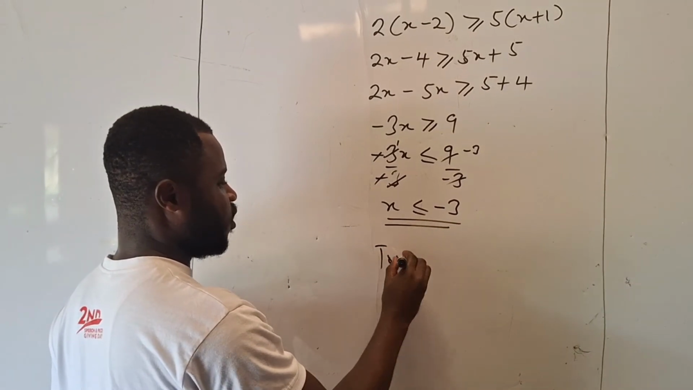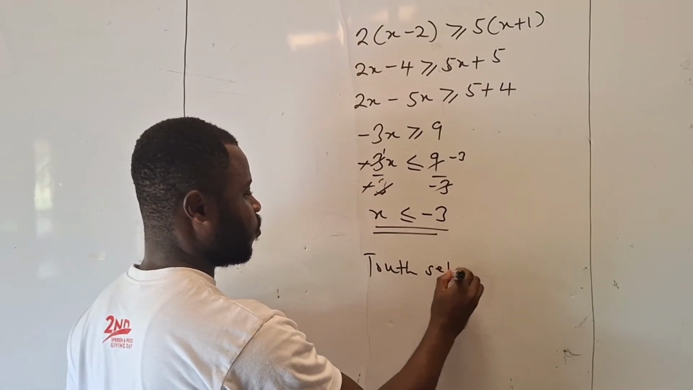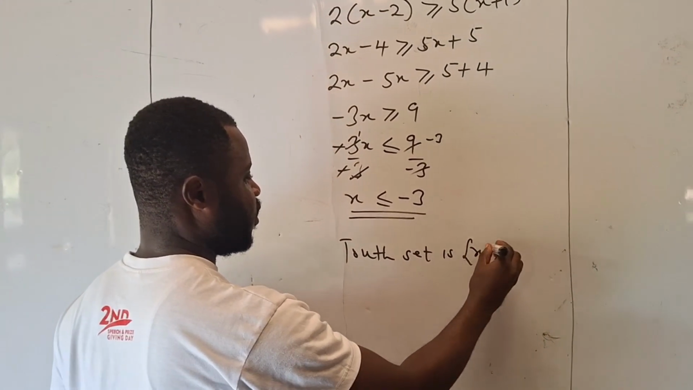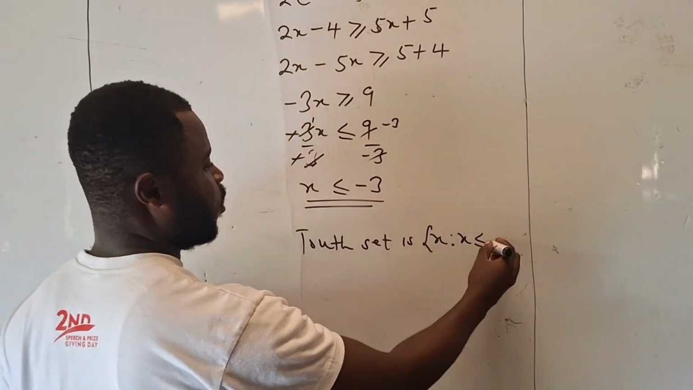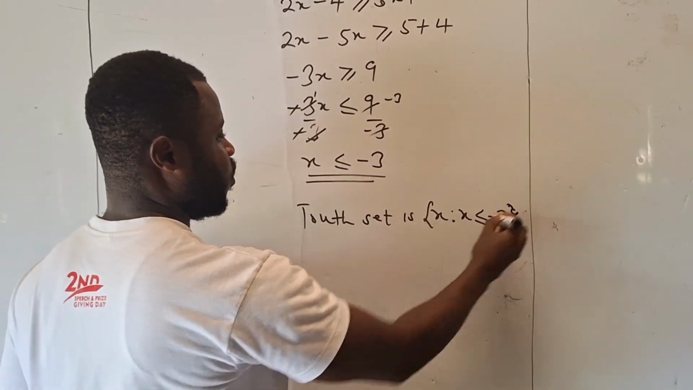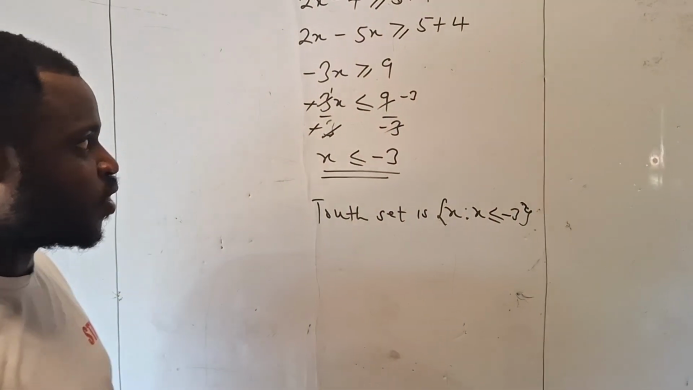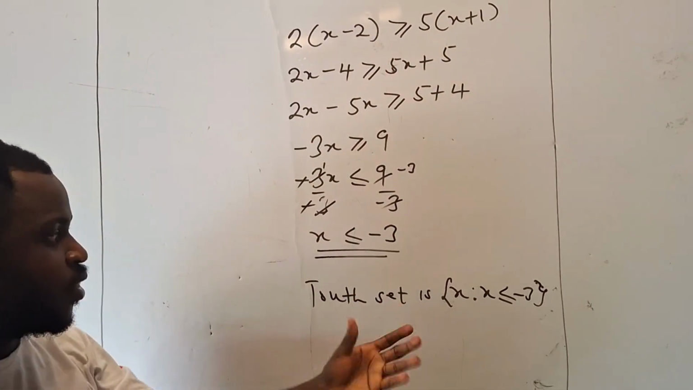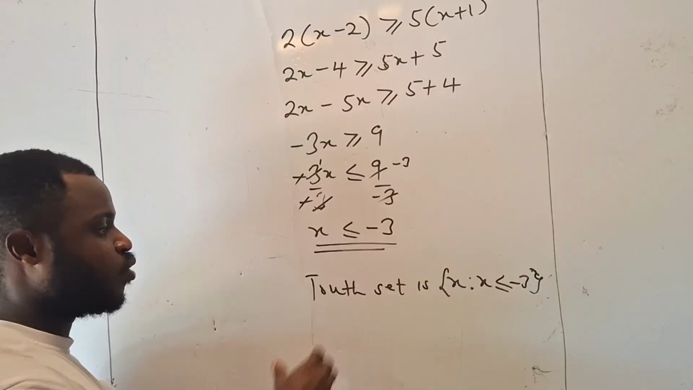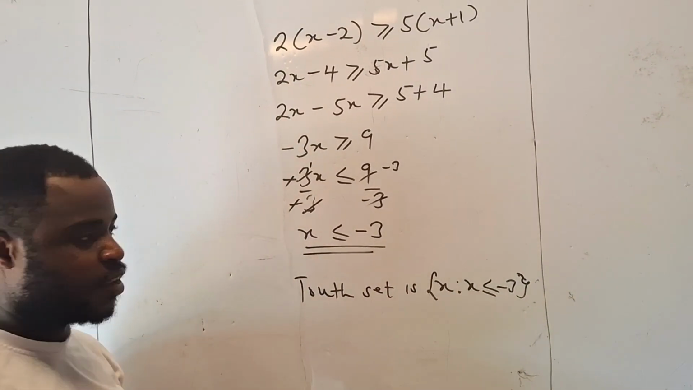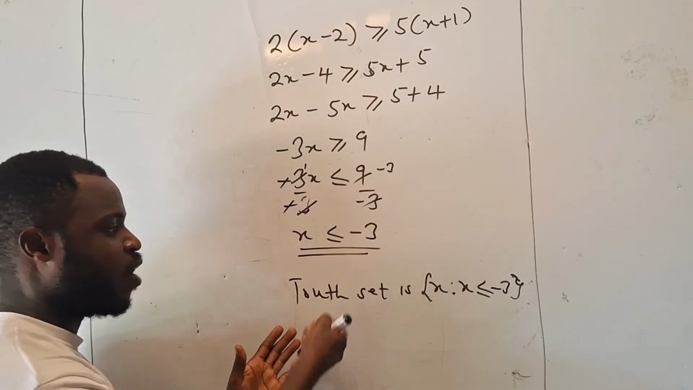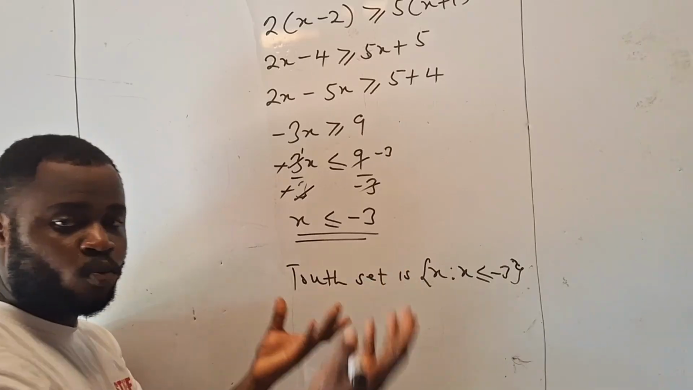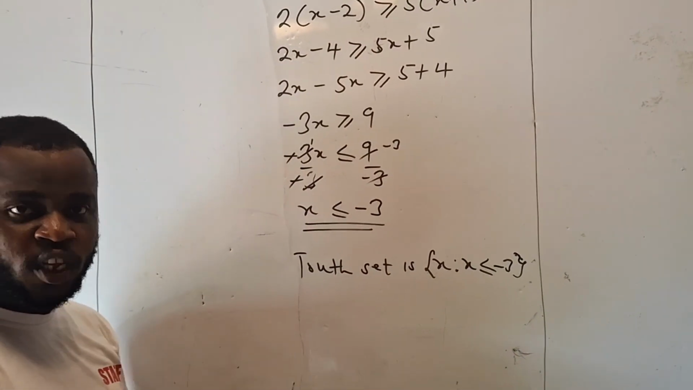Then our truth set is x is such that x is less than or equal to negative 3. I'm always bringing the truth set because when we are marking, we give you the M1, the method, then the answer for A, then the truth set too is marked as A. So if you land here without concluding the truth set, you might lose a precious mark. So take note of that.